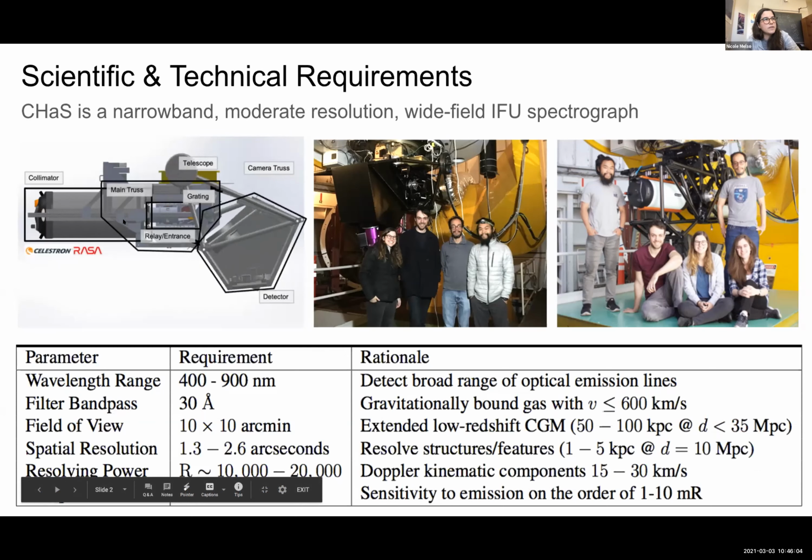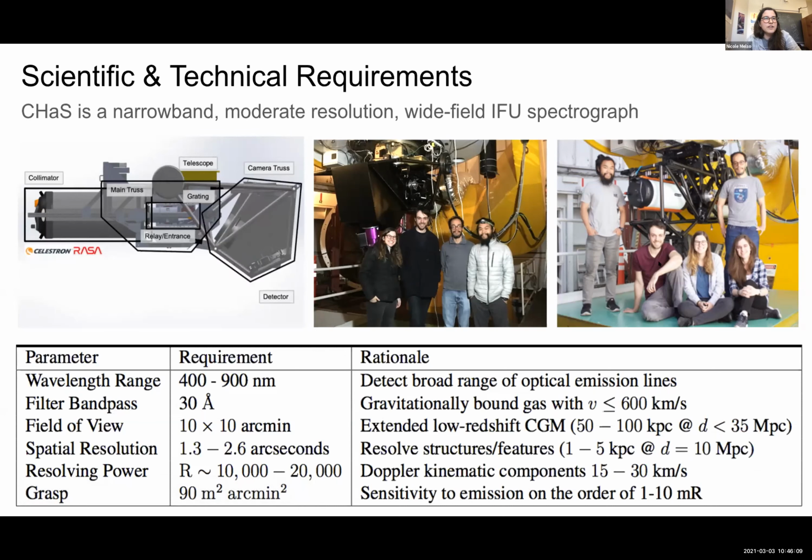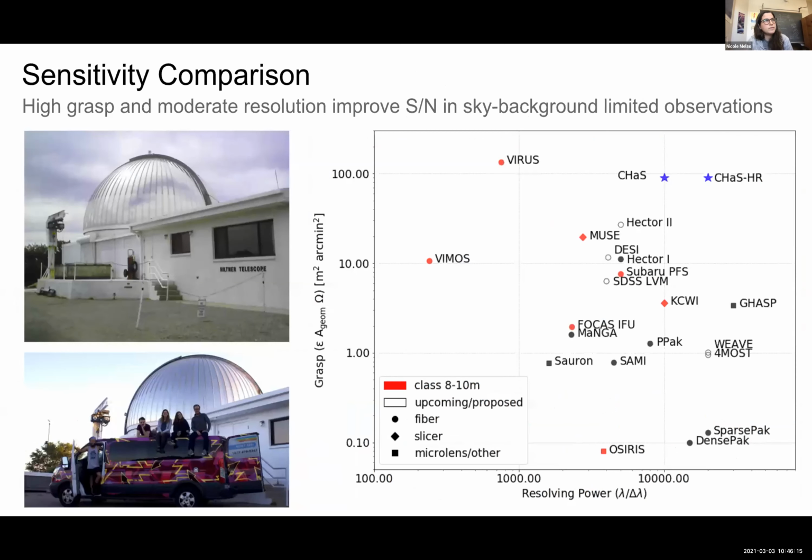So this is an image of a model of CHaS, and then you can see us installing it at a few different stages at MDM Observatory on Kitt Peak. And so how do we reach these sensitivities, this 1 to 10 millirayleigh? Let me tell you a little bit about some features of CHaS. So like I said, it's installed on the 2.4 meter.